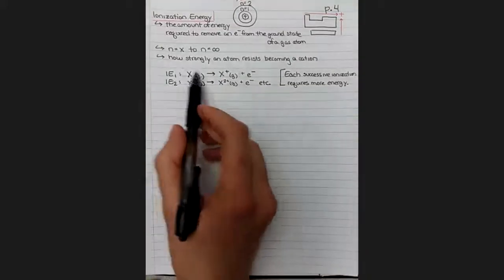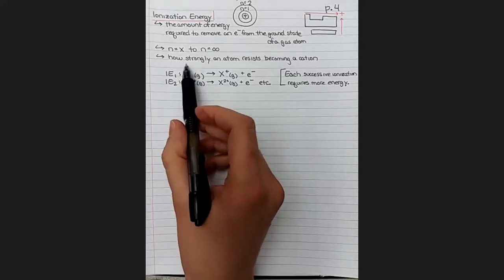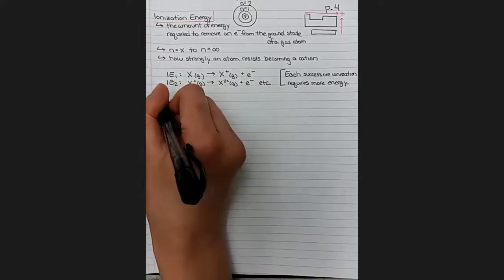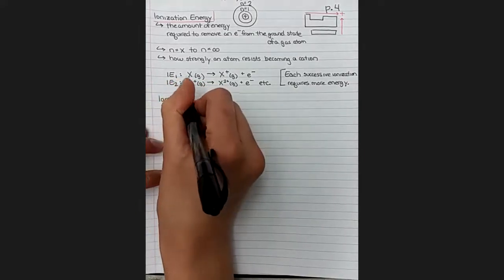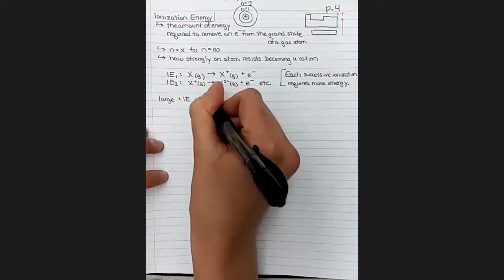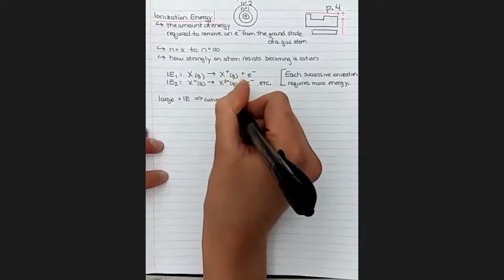Okay, so to think about what this number means, because students often get confused about the large number meaning it's more unfavorable, let's spell that out here. So if we have a large, very positive value for the ionization energy, this means that the formation of a cation from this element is unfavorable.